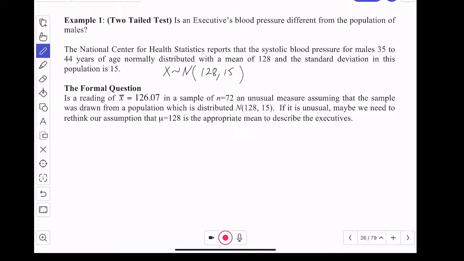So let's say that a sample is taken of 72 executives and we get a mean from that sample of 126.07. Now, is that different than 128? That's the question. We just want to do a test of difference. So how do we set this up?